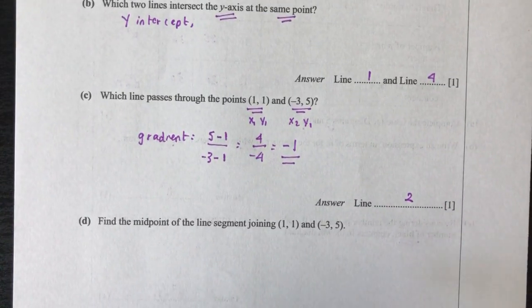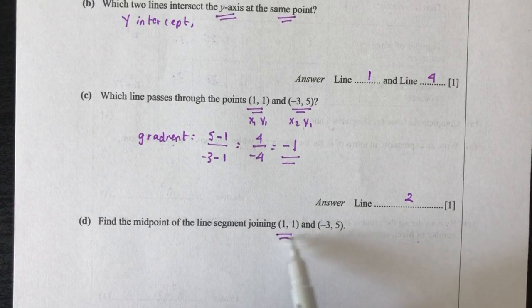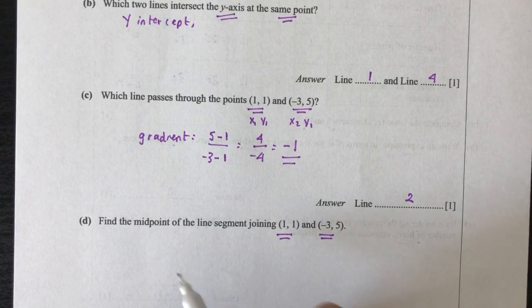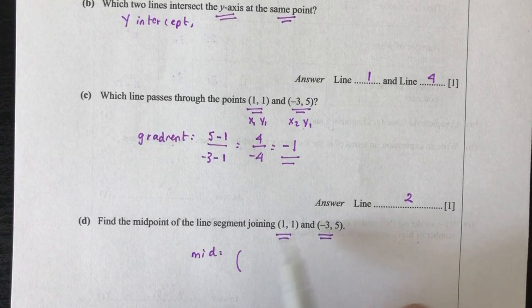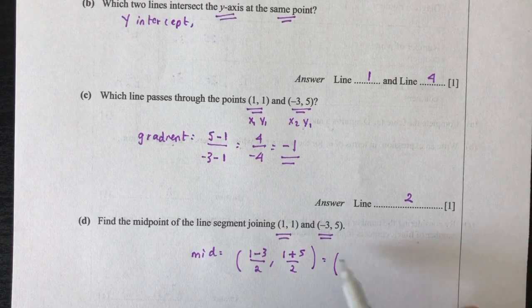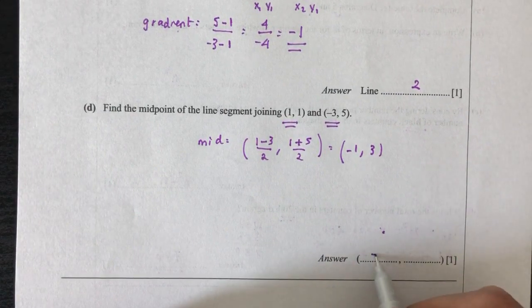And the last one is find the midpoint of the line segment joining these 2 points. So we have to use a formula for that. Midpoint is equal to x1 plus x2 over 2, so 1 plus minus 3 divided by 2, and 1 plus 5 divided by 2. That will be minus 2 over 2, which is minus 1, and 6 over 2, which is 3. Your answer will be minus 1, 3.